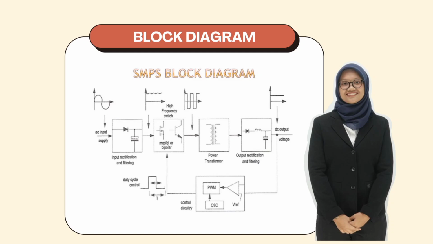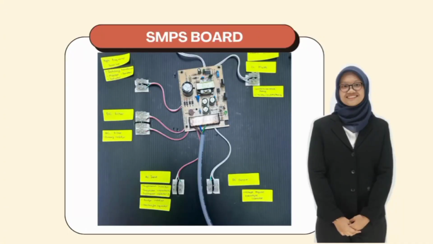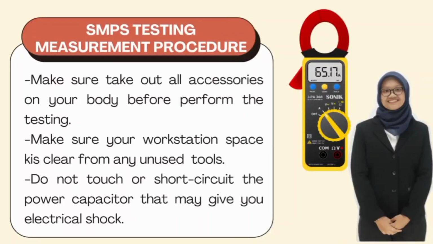And output rectification and filtering. The transformed AC is rectified again to DC. Filters are used to remove high frequency noise and stabilize the DC output. Lastly is the control circuit. A feedback loop is implemented to regulate the output voltage. So, this slide is about the basic block diagram of the SMPS project board with labels. While this slide is about the measurement procedure of SMPS testing.